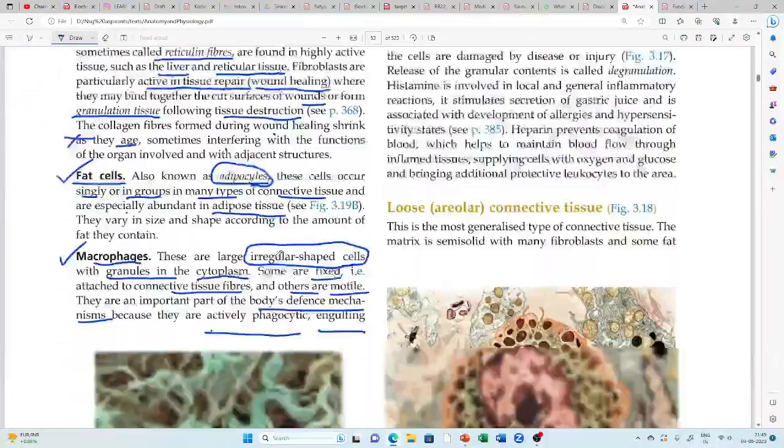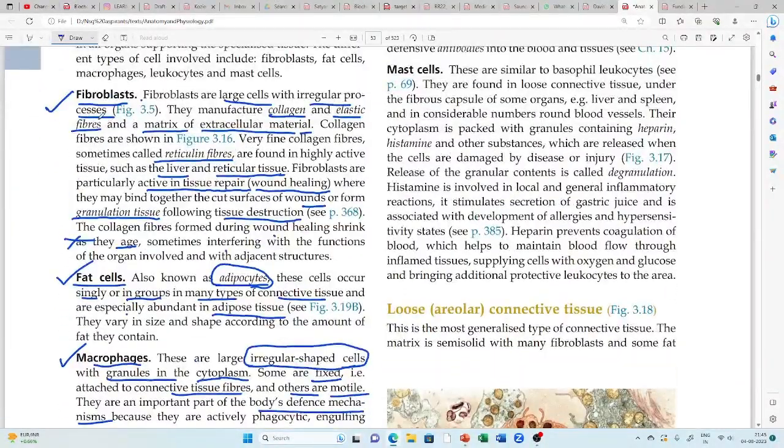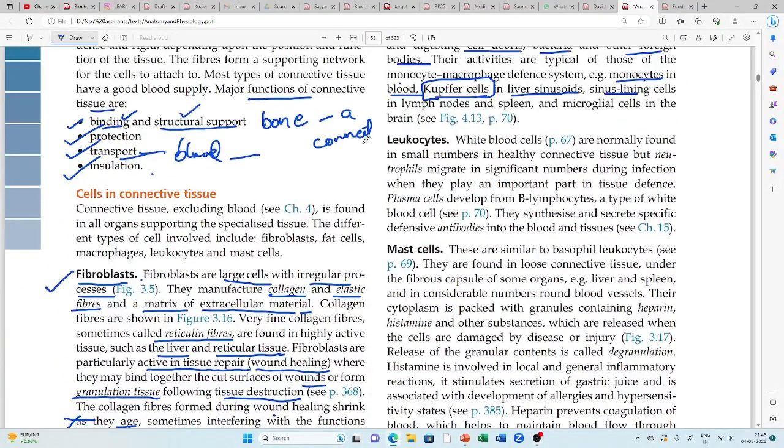This is the third type of cell. What all have we studied? Cells in the connective tissue: fibroblast, fat cell, macrophages. And the fourth type of cell is leukocytes, that is white blood cells, WBC, otherwise known as leukocytes.